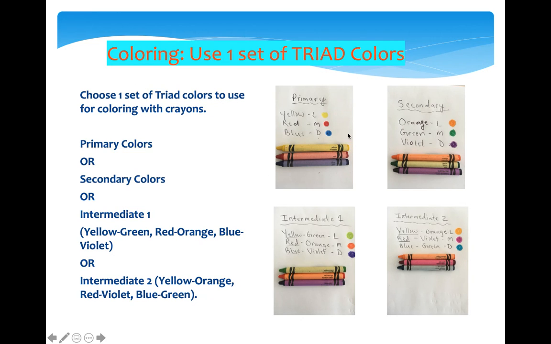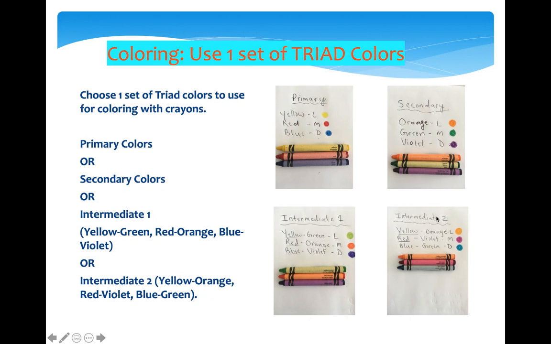Choose the primary colors, and I have this picture in your folder, which is yellow, red, or blue. Secondary colors, and it's got it listed for light, medium, dark. Intermediate one, which is yellow-green, red-orange, and blue-violet. And intermediate two, which is yellow-orange, red-violet, and blue-green. And remember, these are the normal colors. These all have normal names.